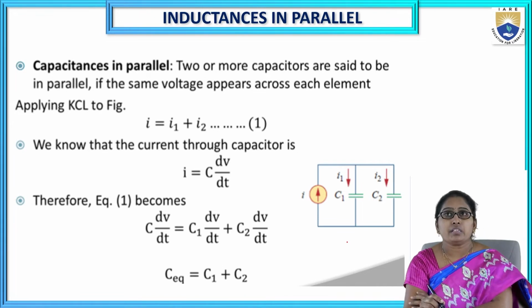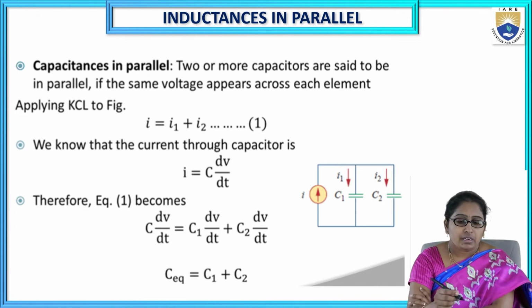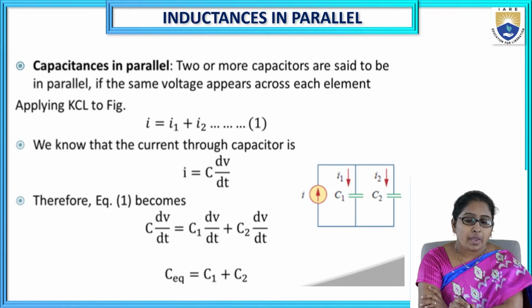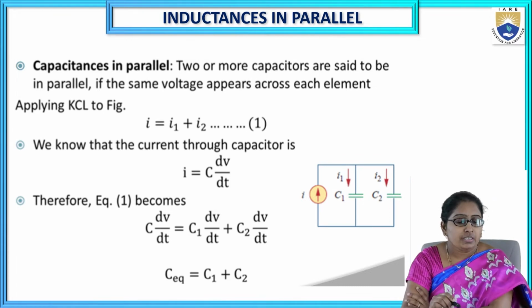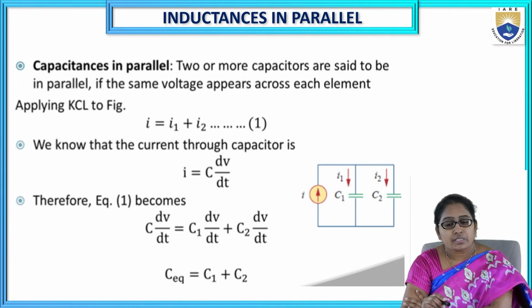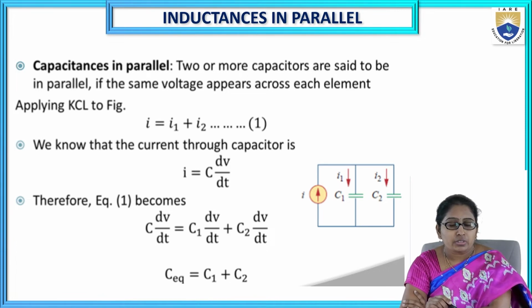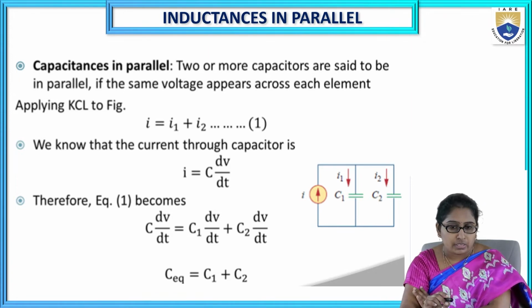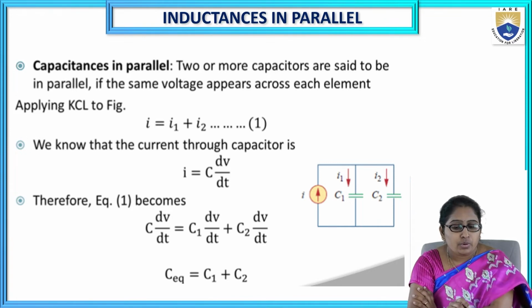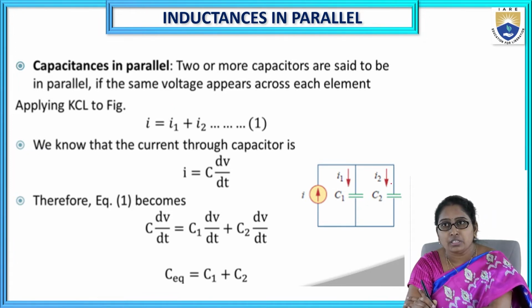Next, capacitances in parallel. From the same basic knowledge, in a parallel circuit the voltage across each element is the same, but the current flowing through each element is different. Two or more capacitors are said to be in parallel if the same voltage is across each element. So consider two capacitors shown in the diagram.